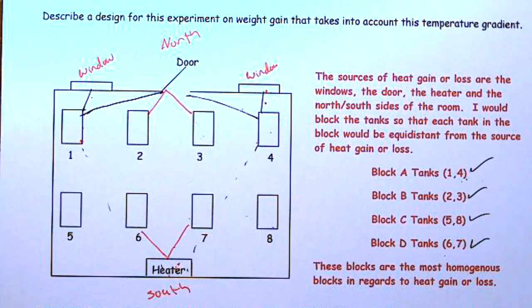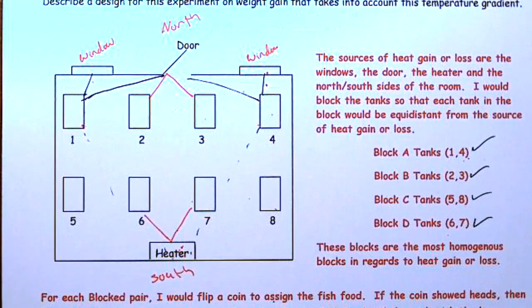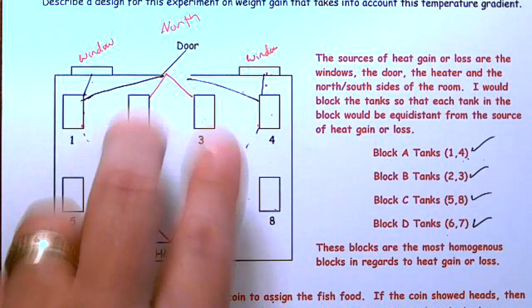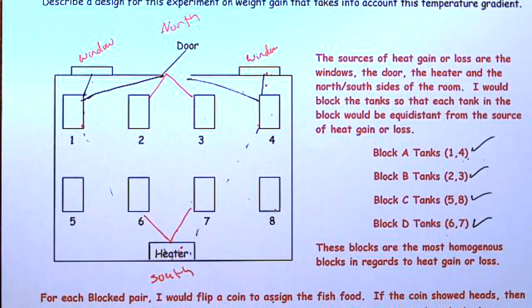Also, remember, blocking only applies to experiments. It does not apply to surveys and observational studies. Stratification applies to surveys and observational studies. With blocking, you want to be as similar as possible, and 2 and 3 are the most similar, and 6 and 7 are most similar. So blocking is for experiments, stratification is for surveys.